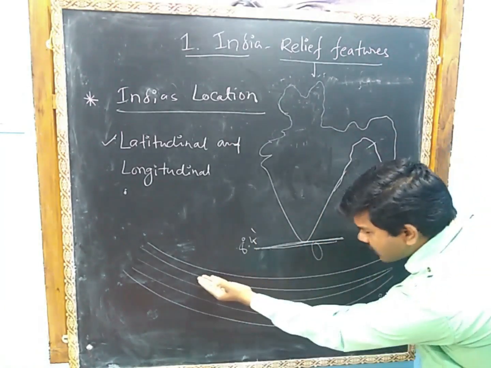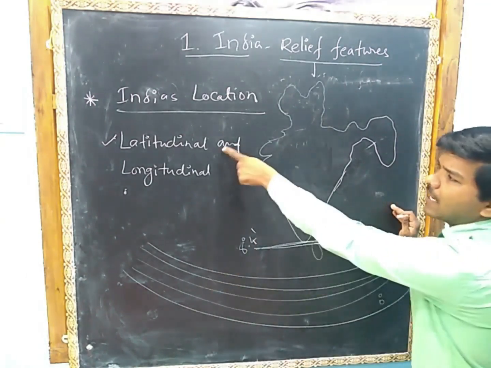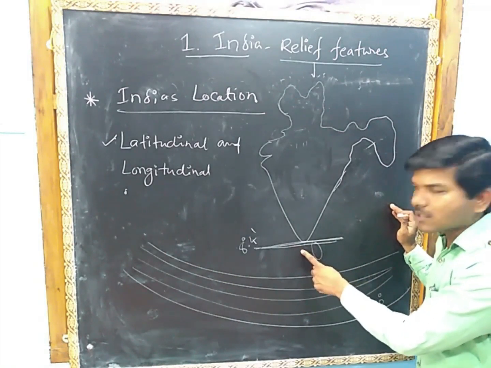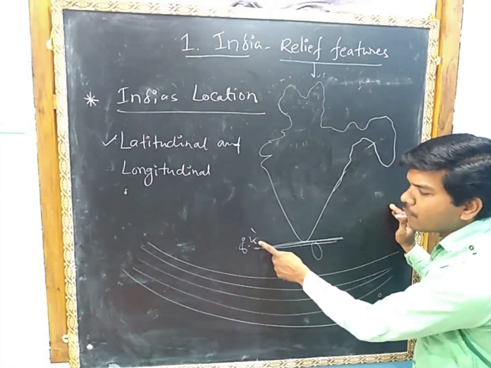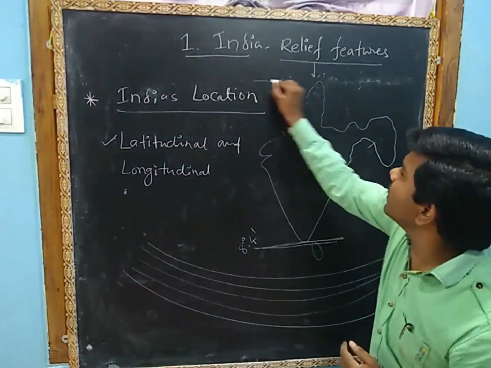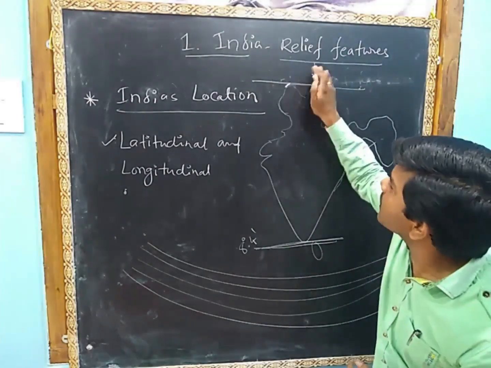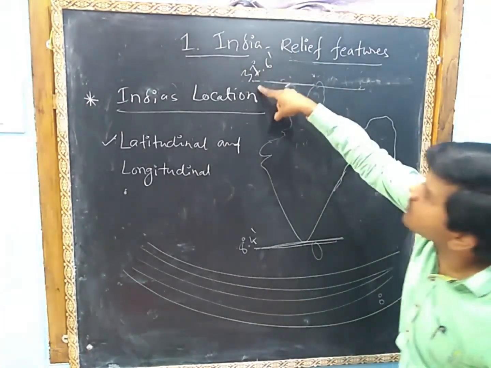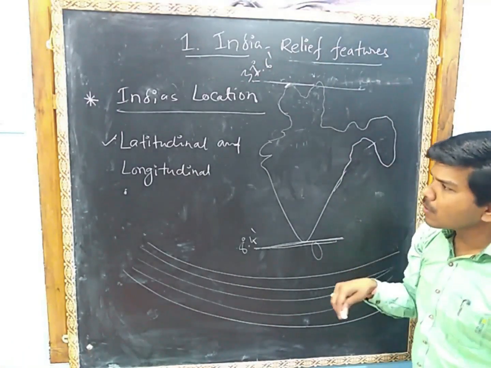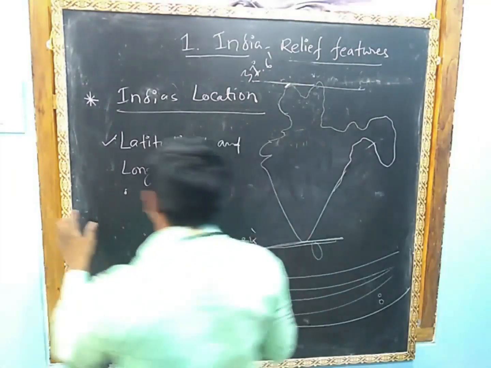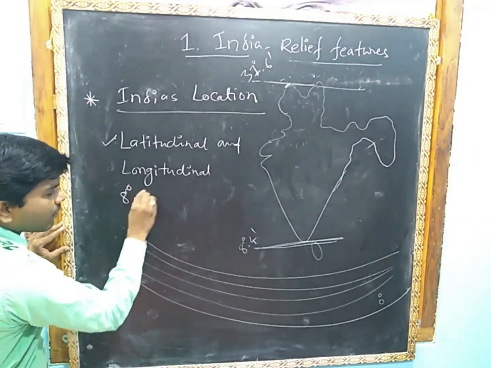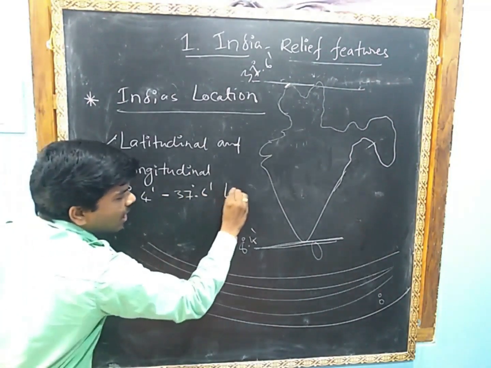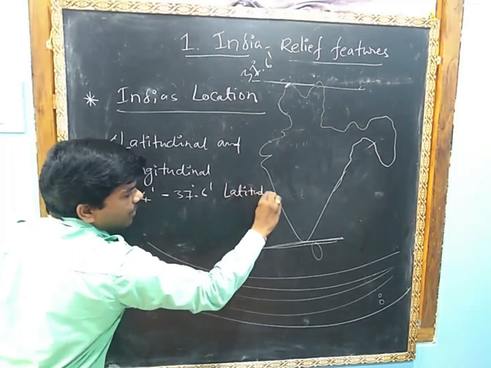India's mainland begins from 8 degrees 4 minutes. You know that these horizontal lines are called latitudes. So India's mainland from the south begins from 8 degrees 4 minutes to near this position, here, 37 degrees 6 minutes. I repeat, 37 degrees 6 minutes. So what did we observe? We observed that India is located from 8 degrees 4 minutes to 37 degrees 6 minutes. These are latitudes.